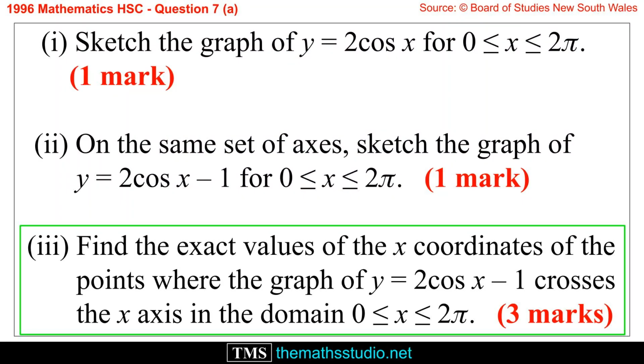Part 3. Find the exact values of the x-coordinates of the points where the graph of y equals 2 cos x minus 1 crosses the x-axis in the domain x greater than or equal to 0 and less than or equal to 2 pi.